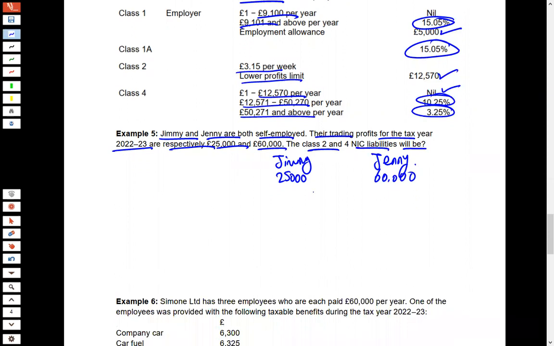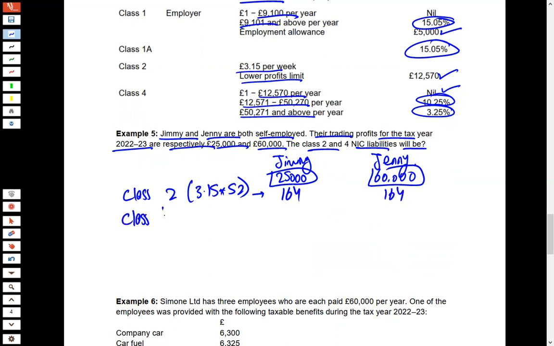Now, if I look into Jimmy, class 2 NIC would be, so both are above the smaller profits threshold amount. Since both are above the smaller profits threshold amount, both are supposed to pay the complete NIC. The complete NIC is 3.15 multiplied by 52 weeks, make it round. The class 2 NIC is 164 for Jimmy and 164 for Jenny.